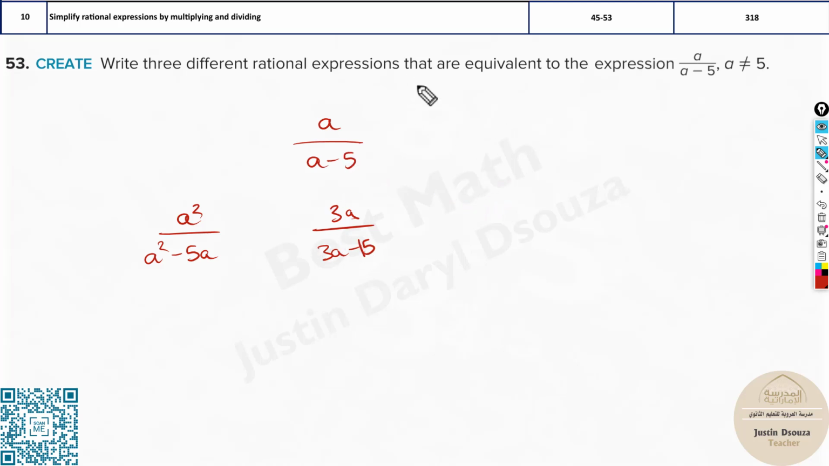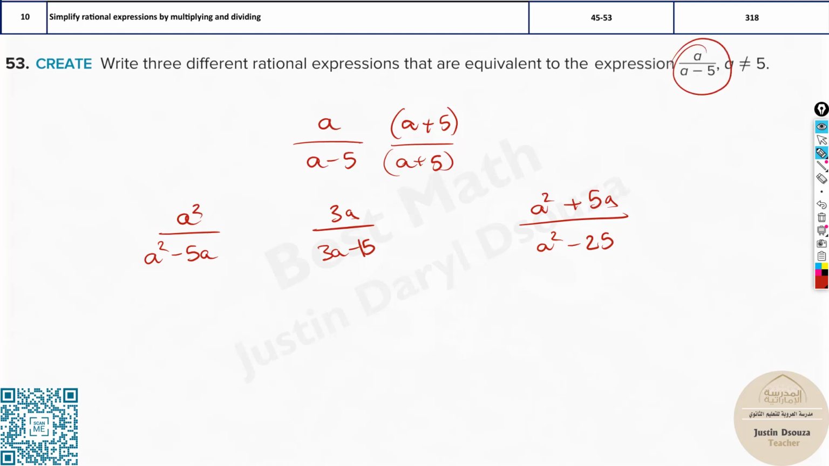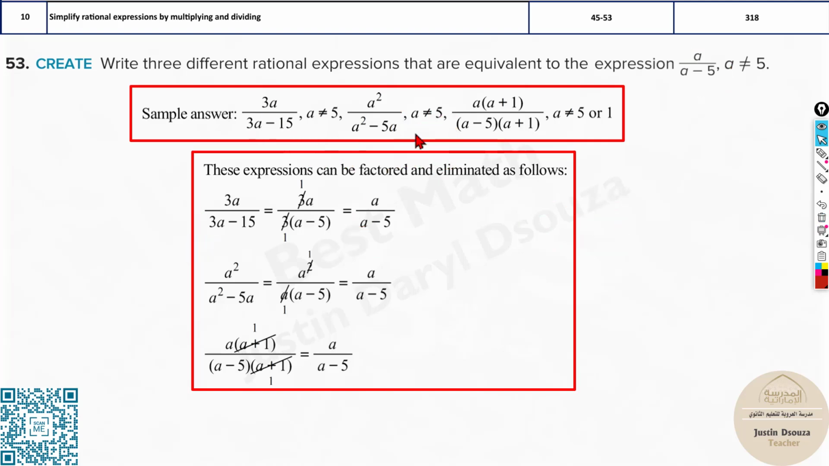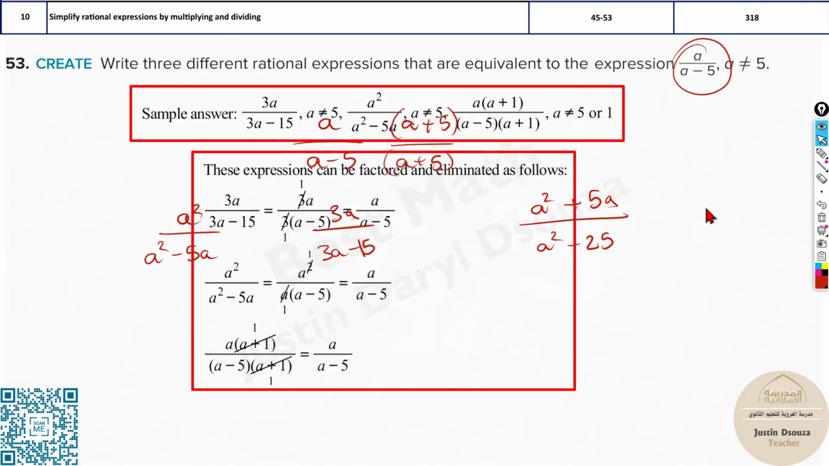Same thing. Let me do a complicated one, say a plus 5. Over here also a plus 5. So it's going to be a squared plus 5a divided by a squared minus 25. All these can be simplified to the given expression here. Now they have different answers. I think some are the same answers. Yes, this is correct, this is the same thing I also have taken, but all the others are different.